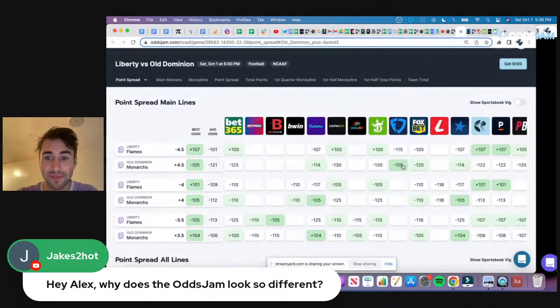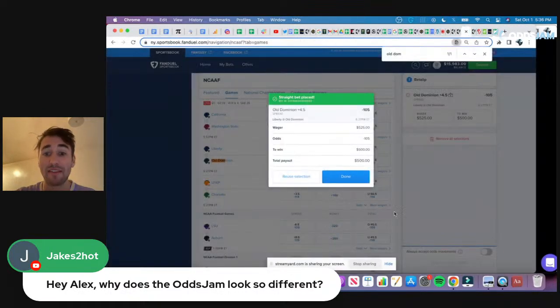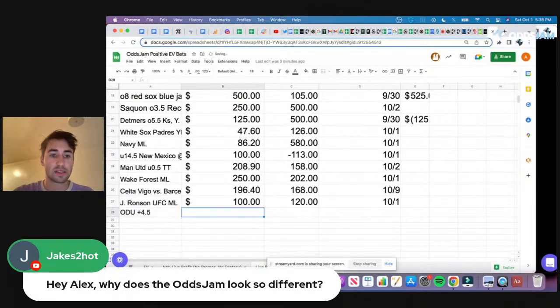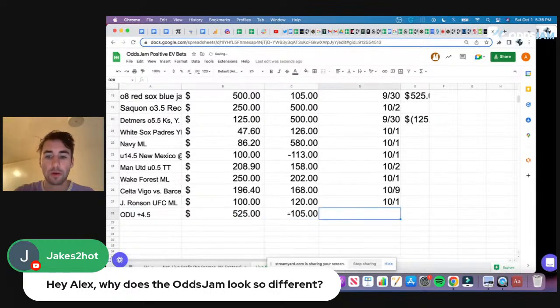Which is crazy if you think about it, because look at Bet Online and kind of every sportsbook. Most sportsbooks have the spread at 4 or even 3.5. We're getting plus 4.5 at minus 105, and every sportsbook is pricing this as a heavy favorite. So we locked it in. That will be our first play. I love this play. ODU plus 4.5 tonight. So let's lock it in. ODU plus 4.5. We hit it for 525 at minus 105 odds.